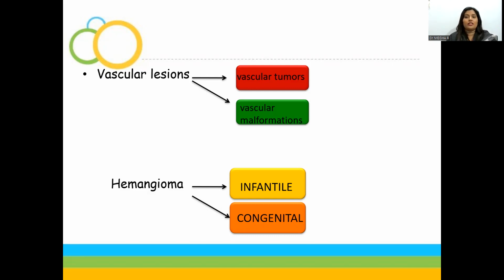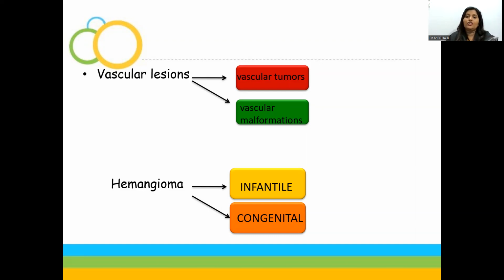Coming to hemangioma, it can be divided into two categories: infantile hemangioma and congenital hemangioma. Infantile hemangioma is the most common type, and it develops after 8 weeks of birth. So it is not present at birth. In the case of congenital hemangioma, which is a rarer form, the lesion is present at birth.